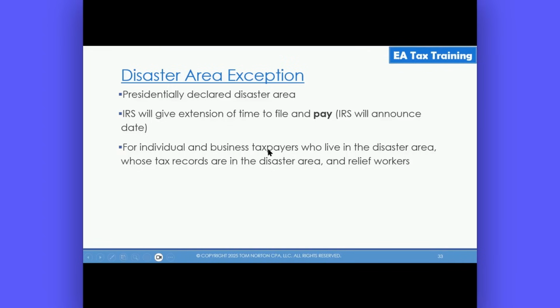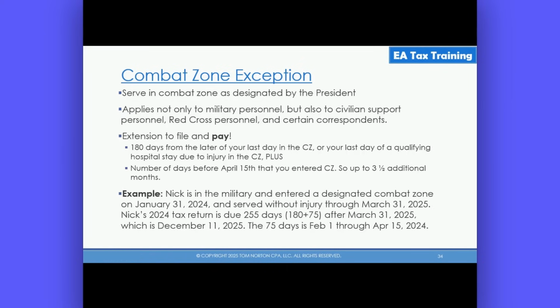This will apply to individual and business taxpayers who live in that disaster area or whose tax records are in the disaster area, and also to relief workers who are working in that disaster area. So any of those people who are affected by that disaster will get this extension of time to file and to pay. The next exception that we'll talk about, and final exception we'll talk about, is the combat zone exception.